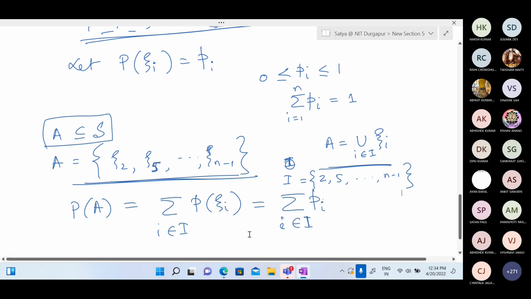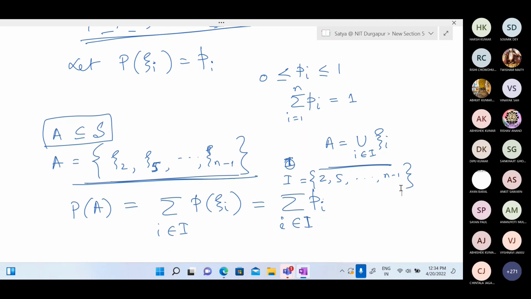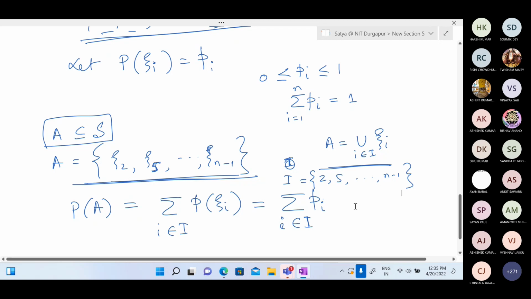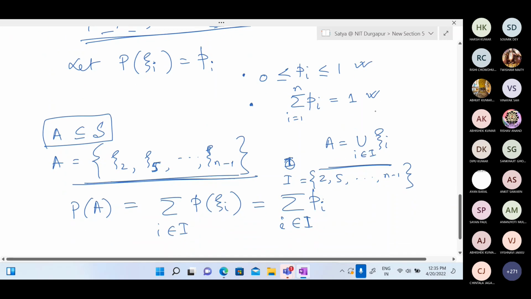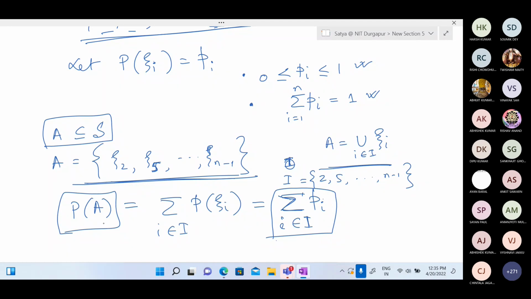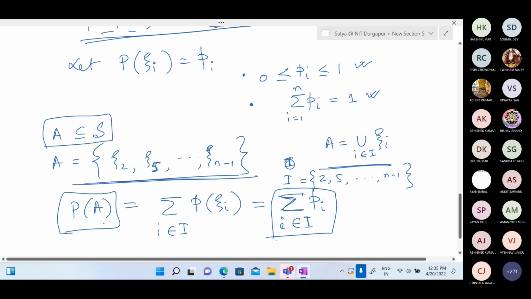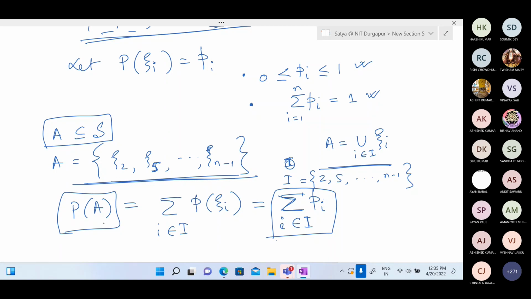Anyway, if you feel this part is difficult, you can leave it. There is no effect later on. First time, sometimes we feel this is difficult, but there is no logical flaw here. Whatever properties I have given: number one is this one, number two is this one. That means probability lies between 0 and 1, and if we add all probabilities, it should be 1. If we take any subset of the sample space, the probability should be the summation of those probabilities. So these probabilities follow the addition rule.